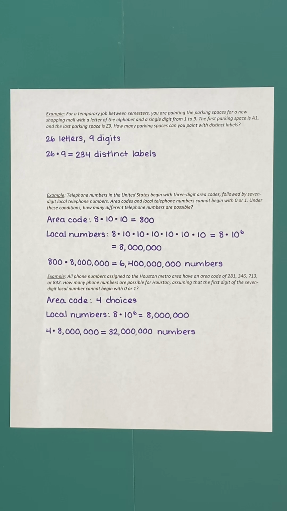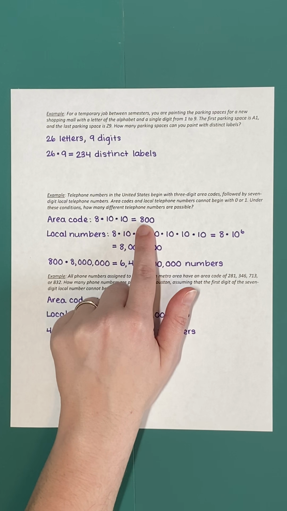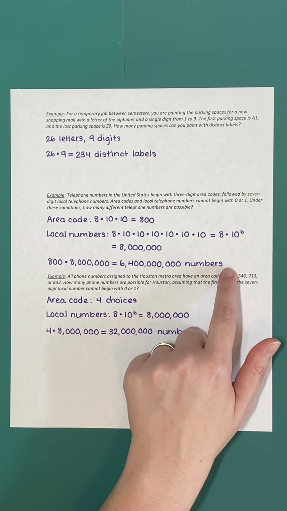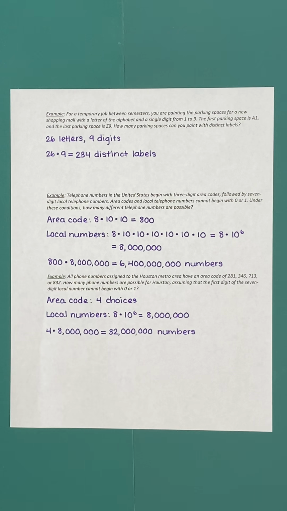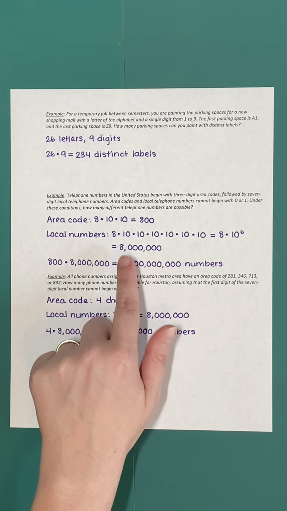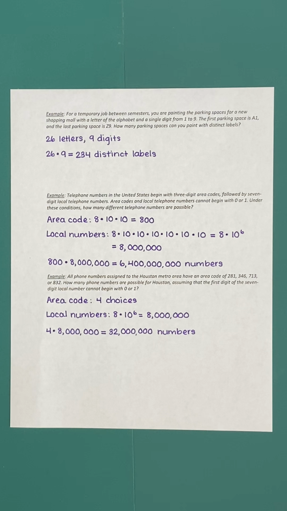We want to specifically create a number that's going to go to Houston. There are 800 total area codes, but in the Houston area, how many do we have? Well, we only have 1, 2, 3, 4. So again, if we're going to think of this as a 2-step process, step 1, choose your area code. There are only 4 ways to accomplish step 1 because there's only 4 area codes to choose from. Now there's still 8 million ways to do step 2 because there's still 8 million ways to create a local number based on the requirements that we not start with a 0 or 1.